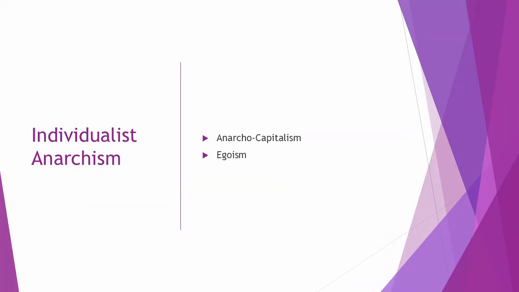Individualist anarchism is a belief in unrestricted personal freedom where autonomous, competitive, and self-interested individuals can act in their own best interests. The different types of individualist anarchism are anarcho-capitalism and egoism.